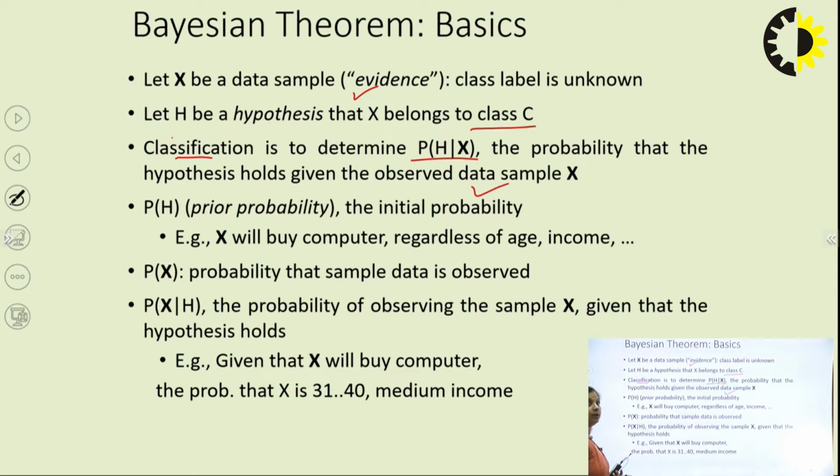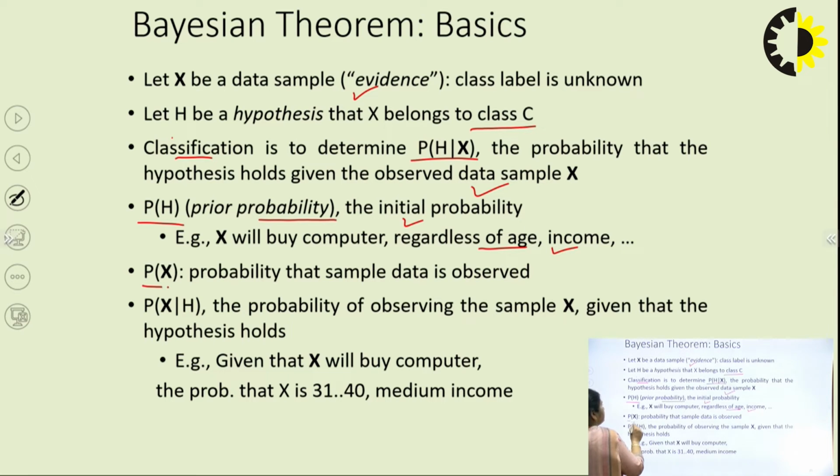And the prior probability, which I just said, is the experience that we get from prior knowledge. That is written as P(H). This is the probability of that particular hypothesis. We call it prior probability. This is actually the unconditional initial probability. For example, the probability that X will buy a computer without any condition, regardless of age, regardless of income and all.